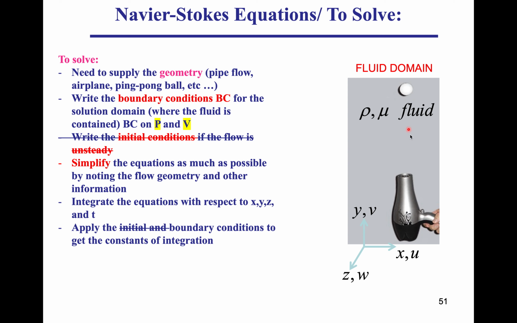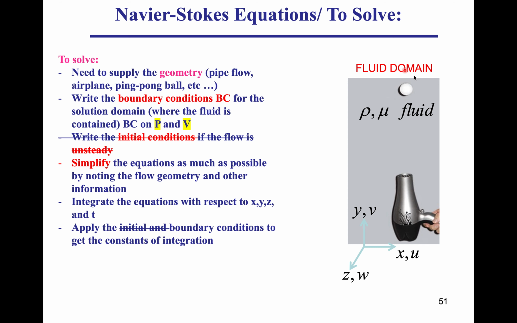And then we have the equations that describe the flow. And then we integrate, or first we simplify the Navier-Stokes equation as much as we can, and then we integrate them. That would leave us with some constants of integration. And to get the constants of integration, we need some knowledge on the velocity and pressure at the boundaries, which we call the boundary conditions.